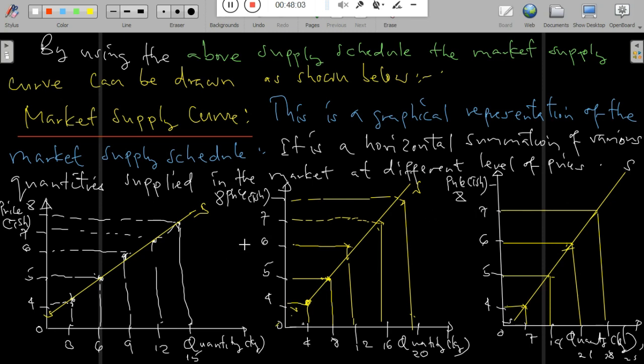When you sum the individual quantities along a horizontal line, 15 plus 20, you obtain 35. The same applies for 12 plus 16, you obtain 28. When you take 9 plus 12, you obtain 21, and when you take 3 plus 4, you obtain 7. So the market supply curve, which carries the two individual supply curves for the two firms, will be presented in that manner, as you can observe. We take firm A plus firm B curves, and you obtain the curve as you can observe.